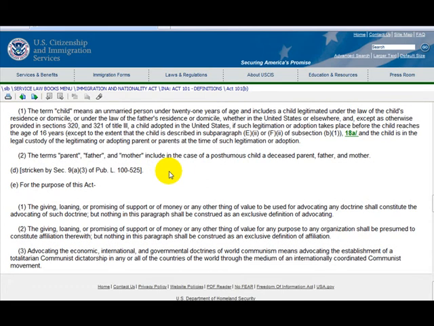So there's the law with regard to who is a child. And as we go back into the other areas of the website, you're going to see this information is reflected in the other parts of the applications and petitions for children.